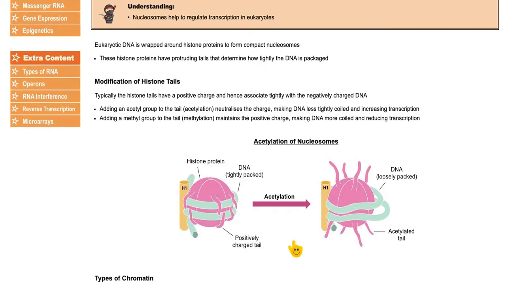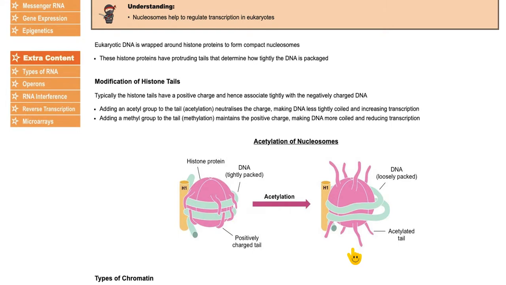Okay. Now if these tails are acetylated, that means you add an acetyl group to these tails, then that means that these tails are not going to be attracted to the DNA as much. Okay, so that's going to interfere with the attraction between the tails and the DNA. So then that means that DNA becomes loosely packed. So notice here that the DNA is not as tight.